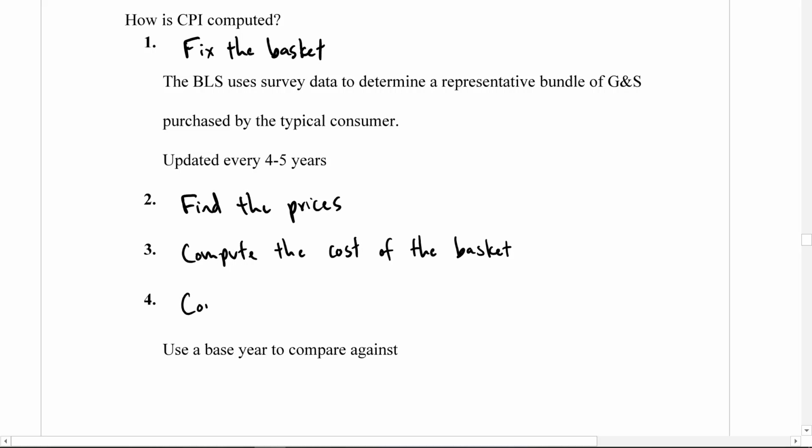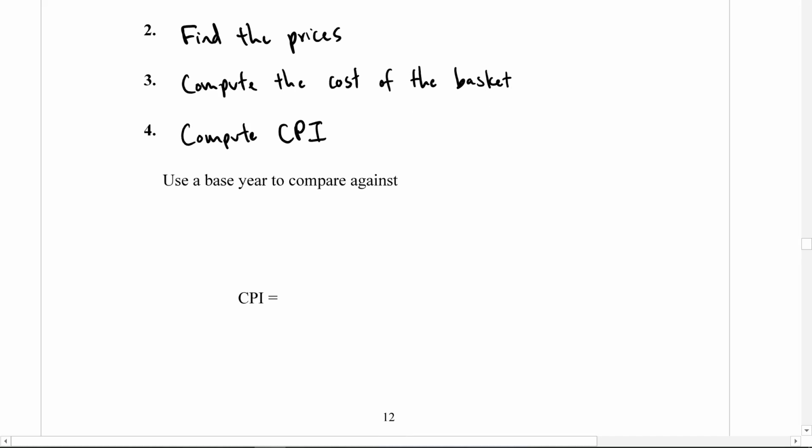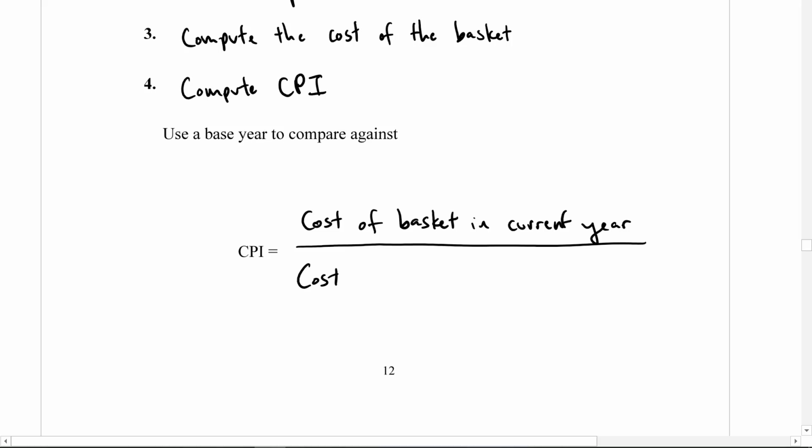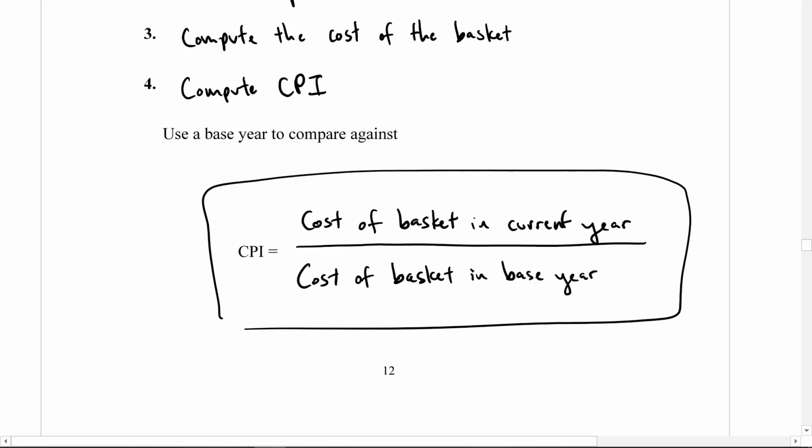and then once you have the cost of the basket, you can compute the consumer price index. And again, you're using a base year. Just as you do with real GDP, anytime you're trying to look at price differences across time, you have to have a base year. So the consumer price index is the cost of the basket in the current year divided by the cost of the basket in the base year. So that's going to give you an index, which is just a number. It doesn't have units, but it's an index to compare across time.